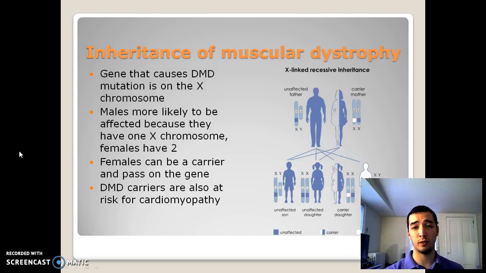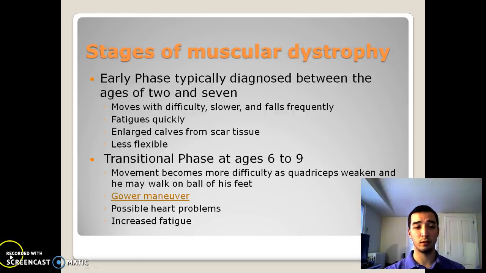So in this picture over here, you can see how an unaffected father and a mother who's carrying the DMD mutation can have children, but like 50% of the males that they're going to have are going to be affected, and 50% of the females are going to be carriers. So next we're going to look at the stages of muscular dystrophy as it progresses.